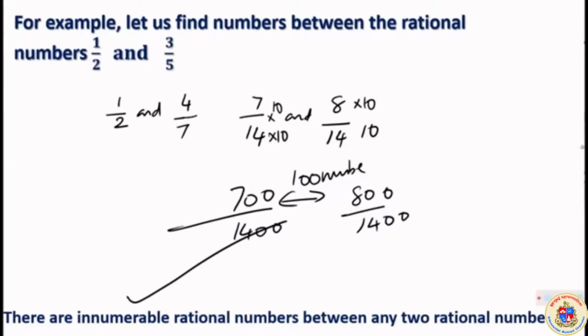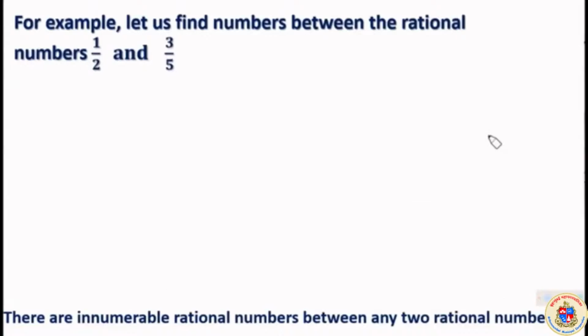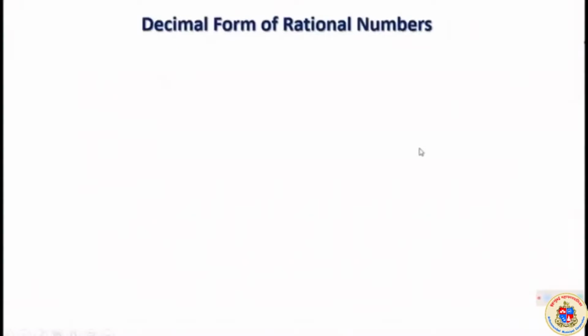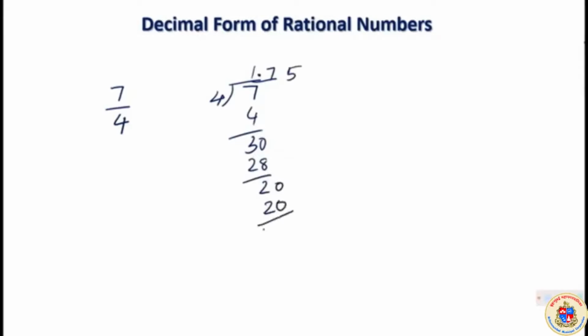What is this decimal form? I can explain it to you with an example. For example, if there is a rational number like 7 upon 4, it is just like 7 divided by 4. 1 four is 4, 3 remains, 30. 7 fours are 28, 2 remains, 20. 5 fours are 20, and our answer is 1.75. Good.